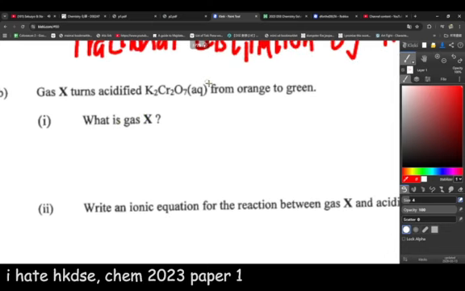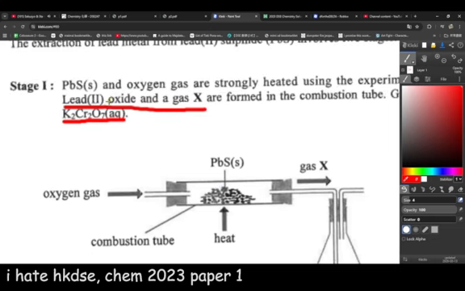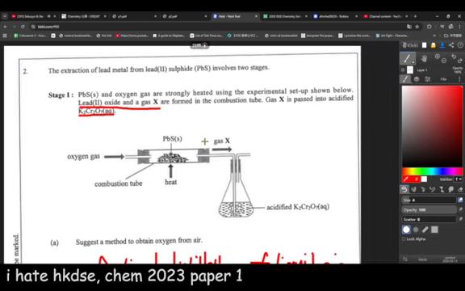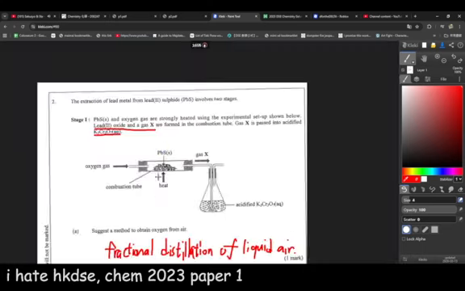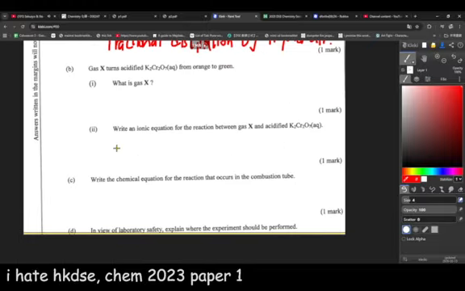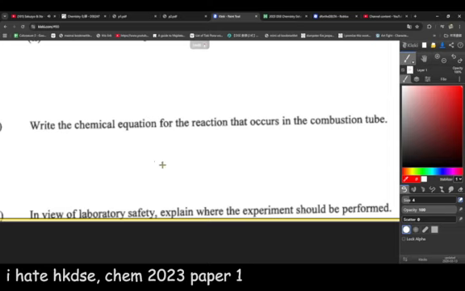What is gas X? Looking back at this again, you can kind of deduce what it is. PbS, so S gets removed from the system. I wonder what it gives. But first, let's look at this. Write the chemical equation for the reaction that occurs in the combustion tube.